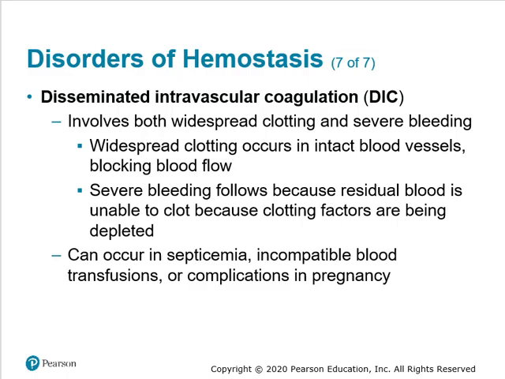And then last but not least, we have disseminated intravascular coagulation, or DIC. This involves initial widespread clotting and then severe bleeding. Because of the widespread clotting that occurs in intact blood vessels, you might get blocked blood flow, but it also ties up all of the clotting factors, which means elsewhere where blood flow isn't blocked, you might see severe bleeding because residual blood isn't able to clot because those clotting factors are being depleted.